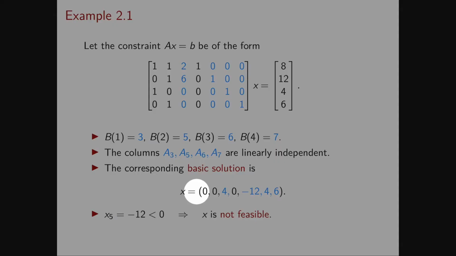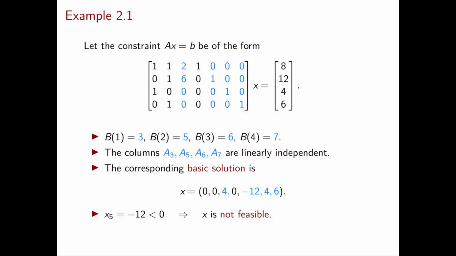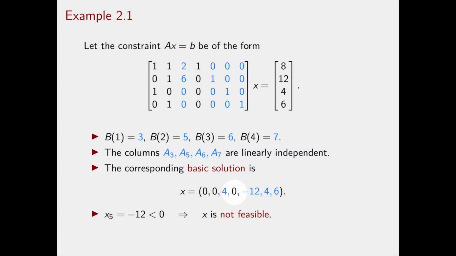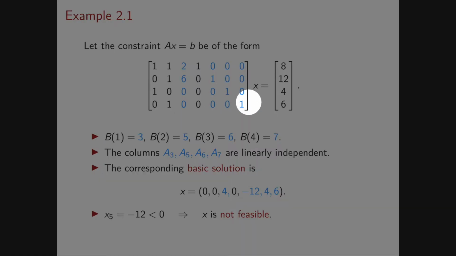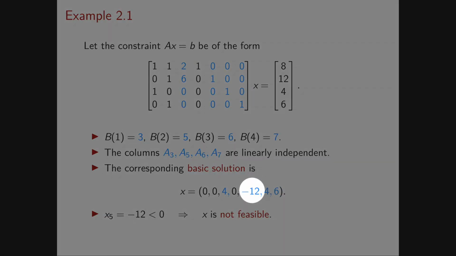What if instead now I change B1 from 4 to 3? In this case, I am selecting the third, fifth, sixth, and seventh column. Again, you can check that they are linearly independent. And now, to obtain the corresponding basic solution, I again set x1, x2, and now x4 to 0, solve the remaining system of equations, and you can check that you obtain x3 equal to 4, x5 equal to minus 12, x6 equal to 4, and x7 equal to 6. Now, this basic solution is not a basic feasible solution because one of the components is strictly negative.